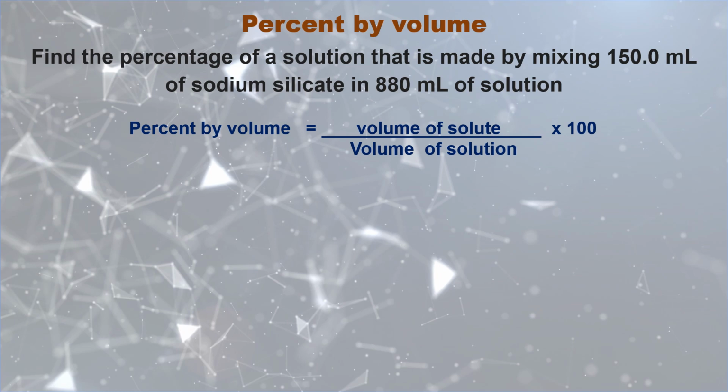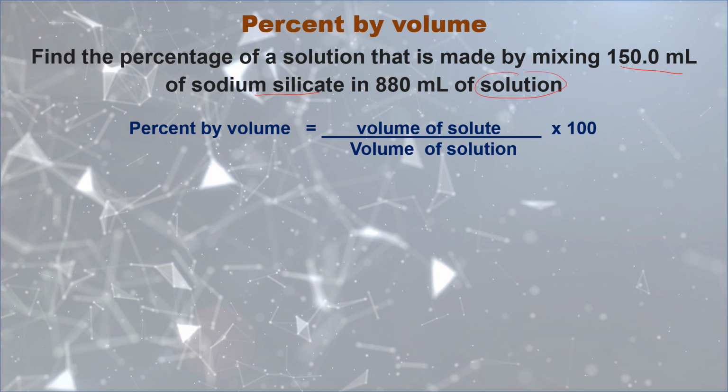Now, in percent by volume problems, it usually uses two liquid substances. Now, how are you going to determine what is the solute and what is the solvent in the problem? As a review, based on the topics that we had discussed previously, solute, take note, has a lesser value, or is in lesser amount compared to the solvent. Okay, so in this problem, therefore, the volume of the solute is the 150 ml sodium silicate, and obviously the volume of the solution as expressed in here is the 880 ml.